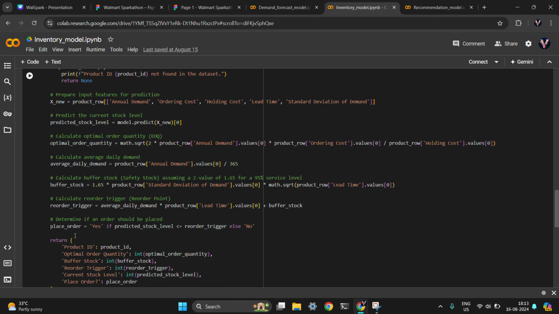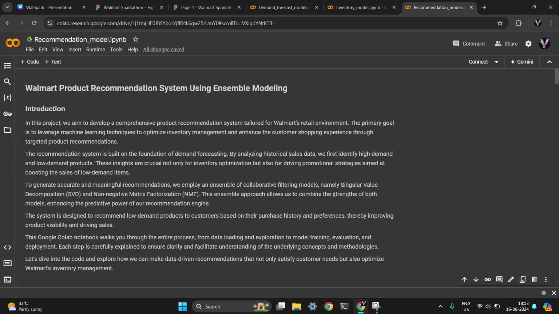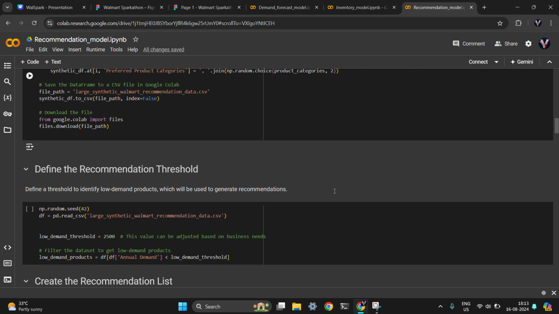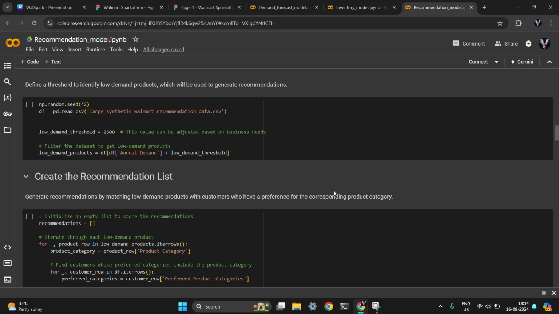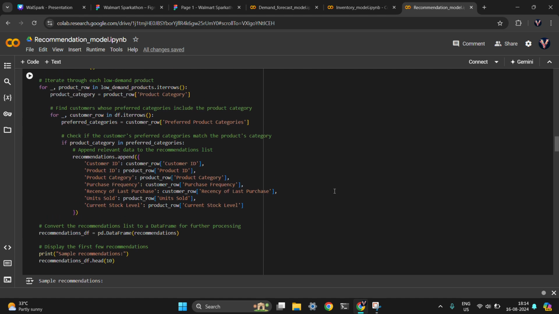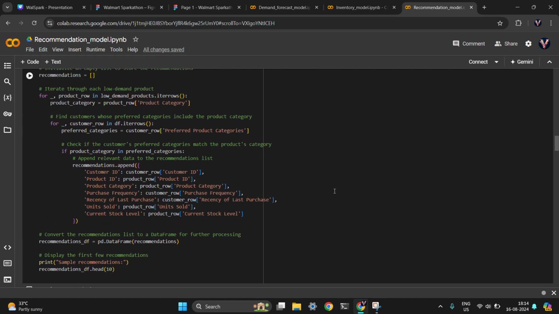Next, the recommendation model. The recommendation model uses an ensemble model, which is a combination of SVD and NMF algorithms. When the customer ID is fed into the model, it will give the top 15 recommendations for that particular customer.